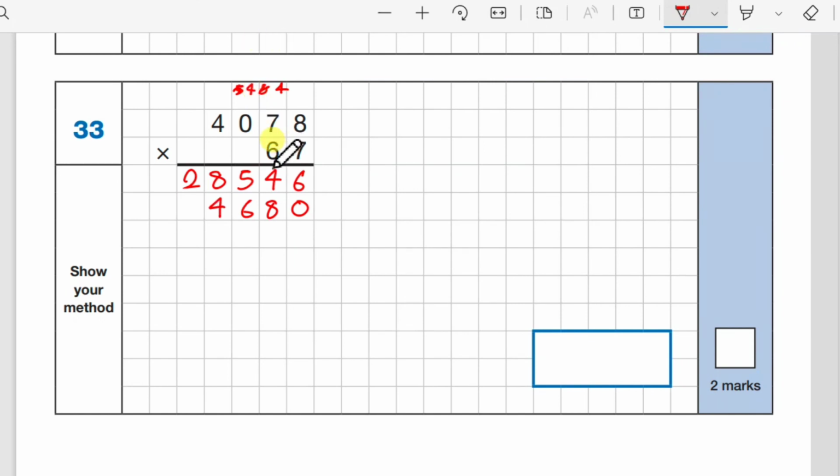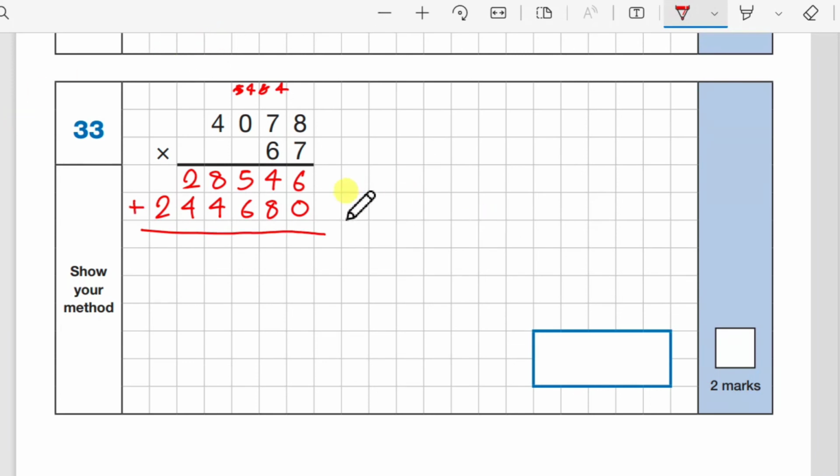And then lastly, 6 times 4. Sorry, I just had a little brain moment. So 6 times 4 would be 24. And that's it. And you put the 24 here. And now you just add.